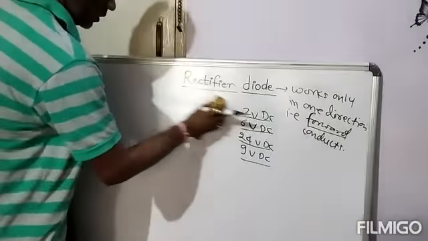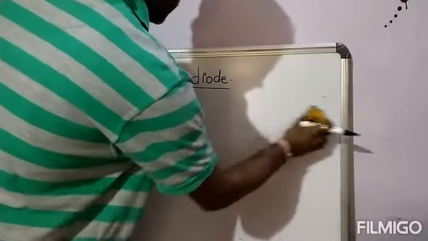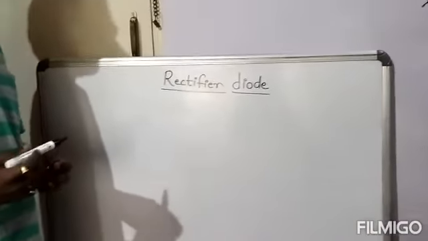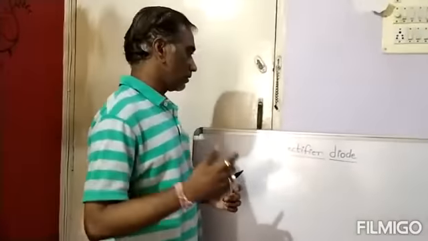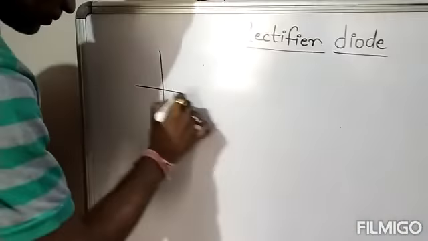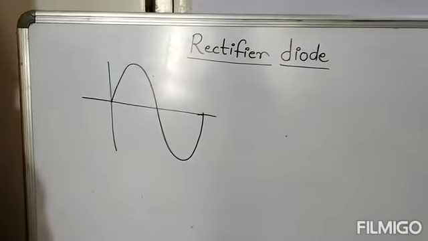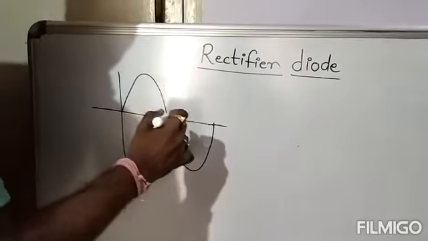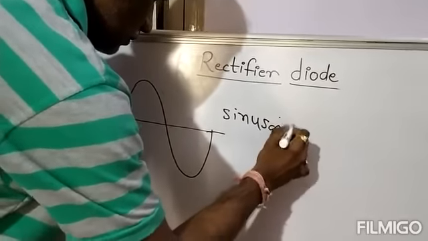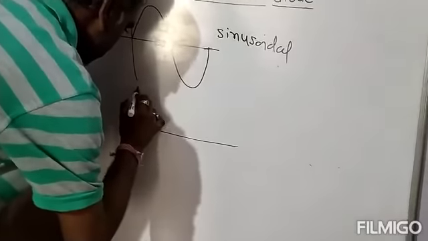Now I am going to the rectifier. A rectifier is a circuit which takes an AC supply and converts that supply into a DC supply. So what is an AC supply? This is the waveform of an AC supply. An AC supply is always in the form of a sinusoidal wave, and a DC supply is always in the form of a straight line.